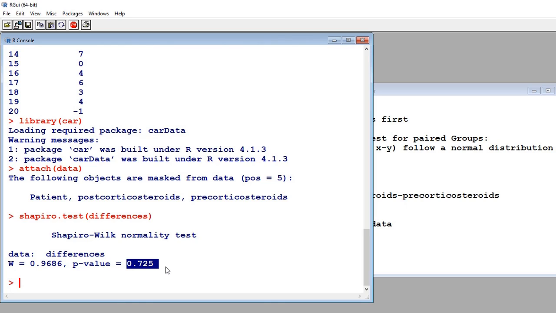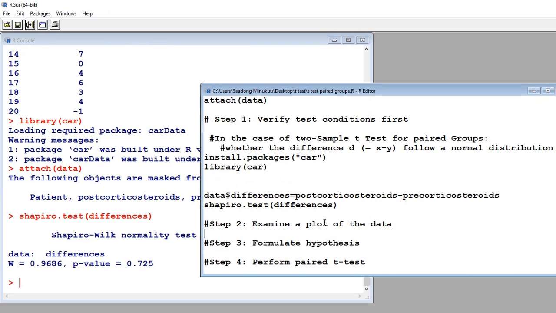paired t-test. So since the p-value is greater than 0.05, we cannot reject the null hypothesis, which suggests that our population distribution is similar to a Gaussian or a normal distribution. Now, with that being said, we can go ahead and explore our data set using a box plot.